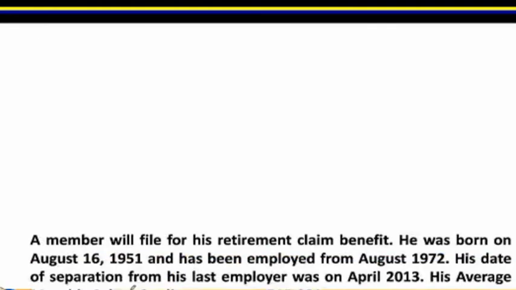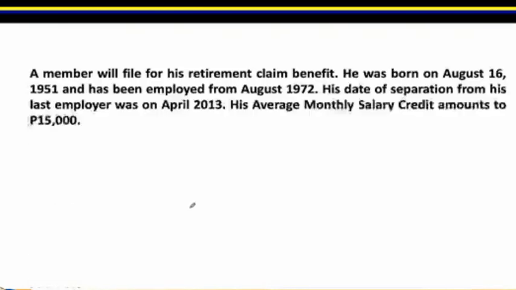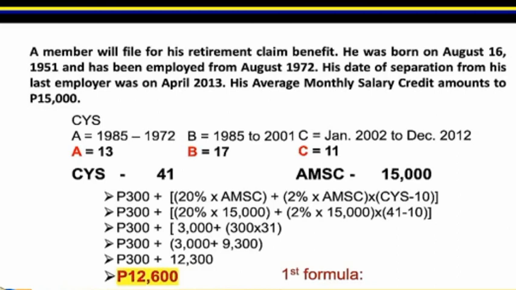The second formula is 40% times AMSC of 15,000. So, it gave us 6,000 pesos. That is the second formula. We also said the minimum pension is 1,200 and 2,400. So, among the three, which one yields the highest amount for the basic monthly pension? That is the first formula, which gave us 12,600 for the basic monthly pension. This will be added with the pension increase of 1,000 and the 13th month every December. That is how much the retiree pensioner will be receiving given these factors in the computation for the monthly pension.